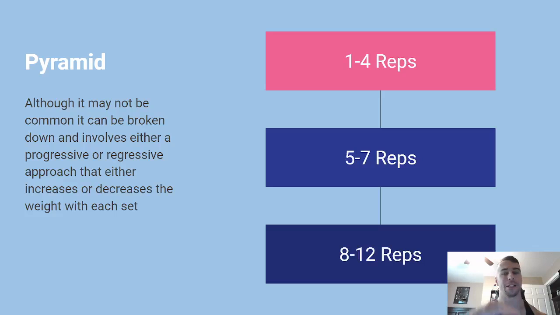You're just increasing or decreasing the weight with each set. It also has to do with reps, so you could do a certain number of reps as you go up in weight, or a certain number of reps going down in weight. That's what I have on the right side here, this diagram, to show you. It's a pyramid system, so you're either going up or you're going down.